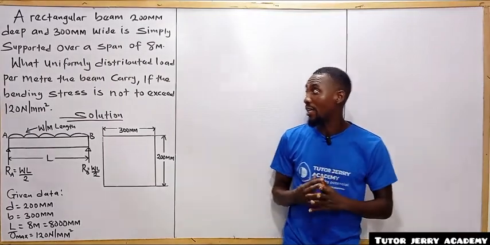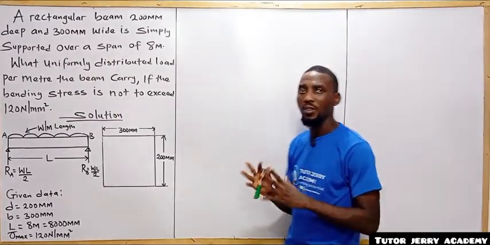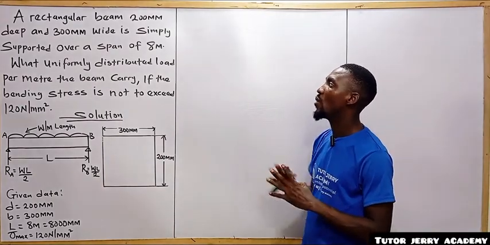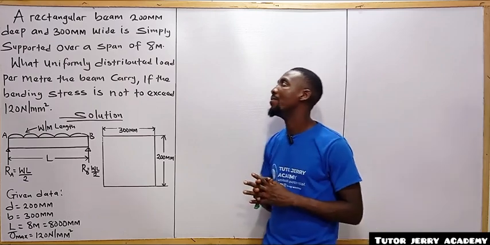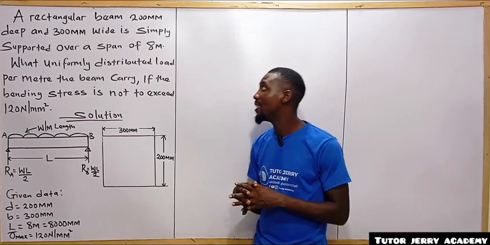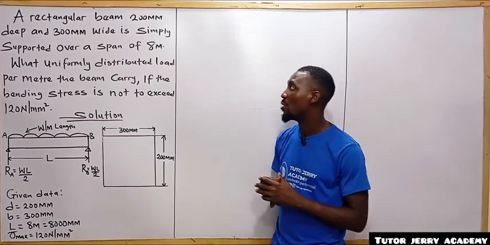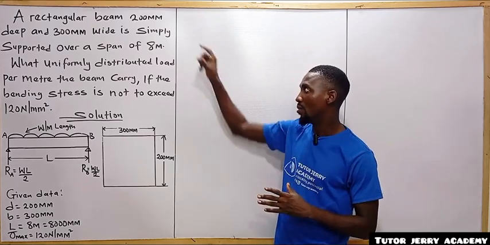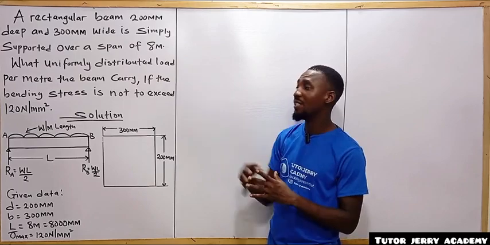Hello and welcome. Today we'll be solving another question on bending stresses in a beam. The question says a rectangular beam 200 mm deep and 300 mm wide is simply supported over a span of 8 meters. So the first thing is to draw the rectangular beam.